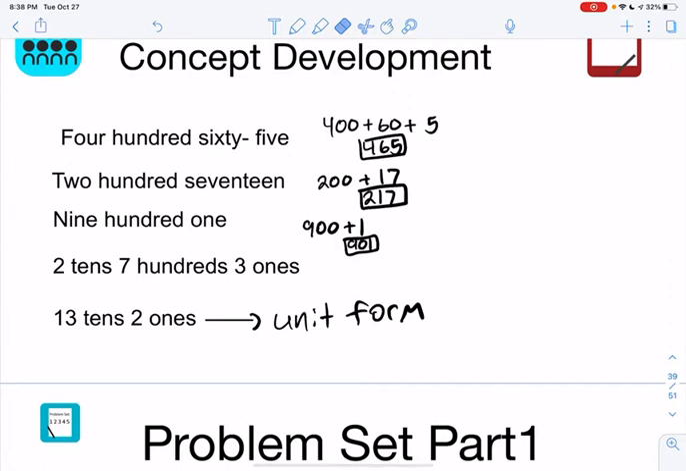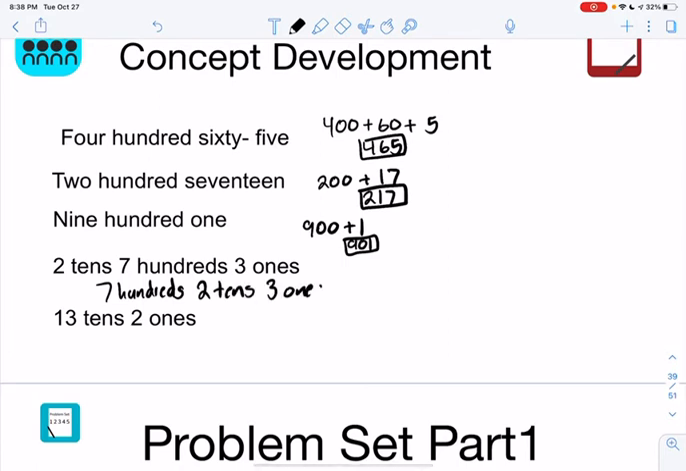All right, I'm erasing my unit forms so we can look at the next ones. 2 tens, 7 hundreds, and 3 ones. First of all, we have an out of order problem. We should have the 700s first since they're the biggest. Then the 2 tens. Then the 3 ones. And that gives us 7 hundreds, 2 tens, and 3 ones.